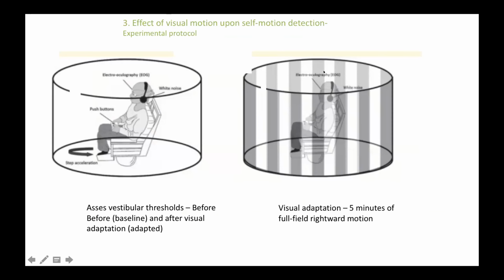So this is the paradigm essentially. Here the subjects were sat in the chair, and we did 3 rotations to the right and 3 rotations to the left. We took those as the baseline thresholds before we gave visual motion adaptation. We then gave 5 minutes of visual motion adaptation. This was rightward visual motion using full field optokinetic stimulation at 40 degrees per second. At the end of that, we turned on the light so the subject orientated themselves, and we reassessed the vestibular thresholds, just like that baseline, 3 to the right and 3 to the left, to look at the adapted thresholds.